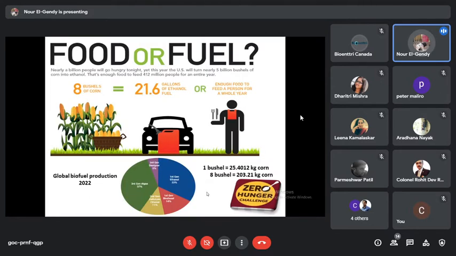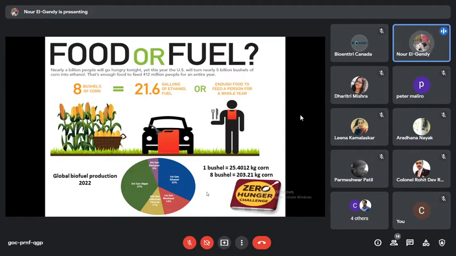However, most of our biofuels now are produced from what's called first generation, from edible sources. As you can see, this diagram shows you an example. 8 bushels of corn, which is an edible source, approximately 203 kilograms of corn, will produce only approximately 22 gallons of ethanol. But it can give enough food to feed a person for a whole year. Can you see the problem now?